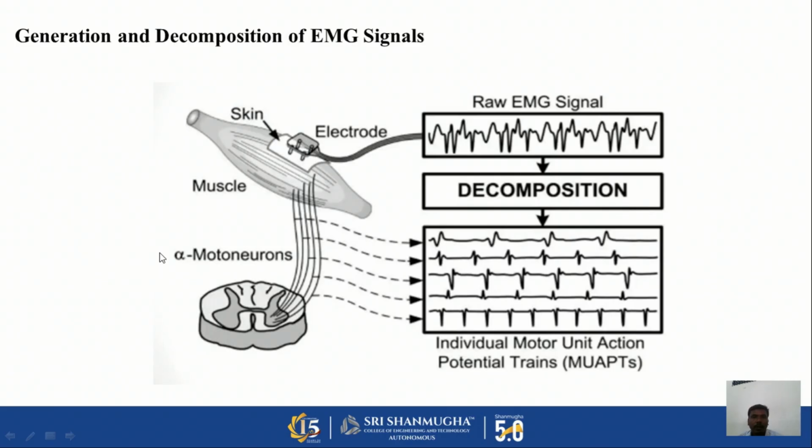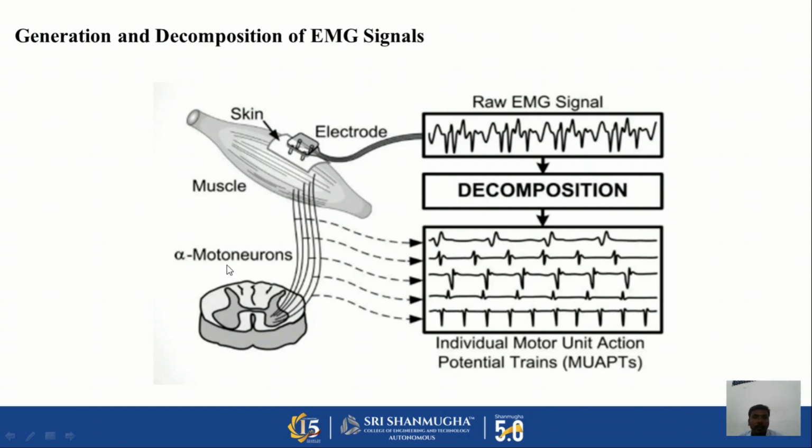So next we are going to see generation and decomposition of EMG signals. This diagram explains how EMG signals are generated and processed. When the brain sends a command to move a muscle, the signal travels through motor neurons from the spinal cord to the muscle fibers. These motor neurons are called alpha motor neurons and they control contraction of muscle fibers.